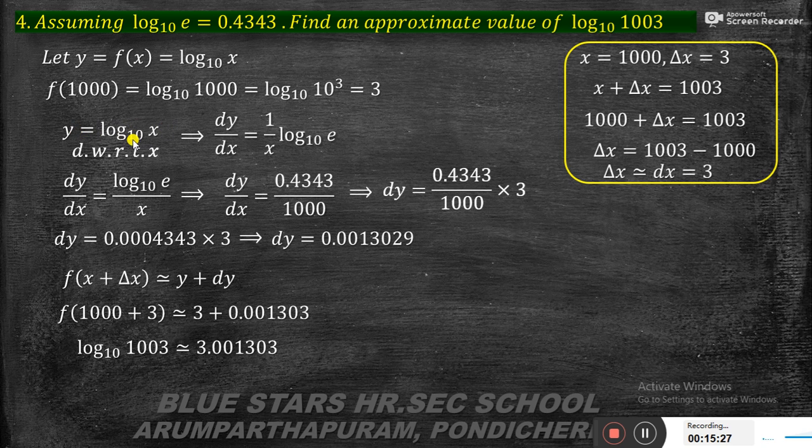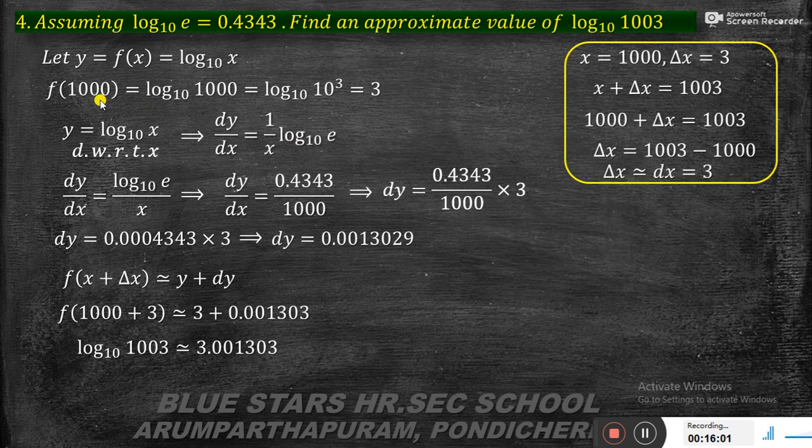I differentiate with respect to x. So dy by dx equals 1 by x times log e. The next step, dy by dx equals log e by x, where log e is 0.4343. I substitute x equal to 1000. Doing the cross multiplication, dy equals 0.4343 by 1000 into dx.